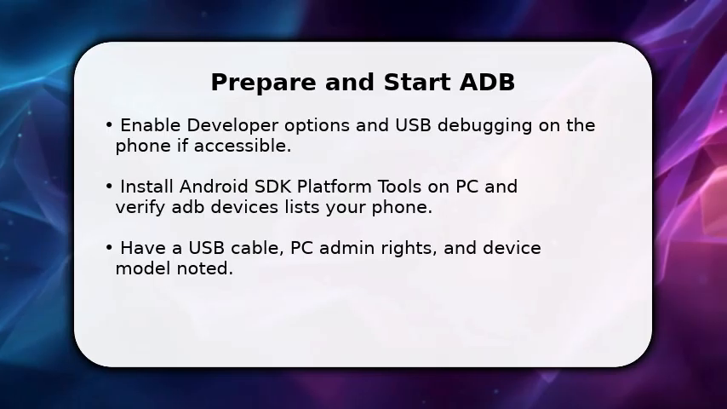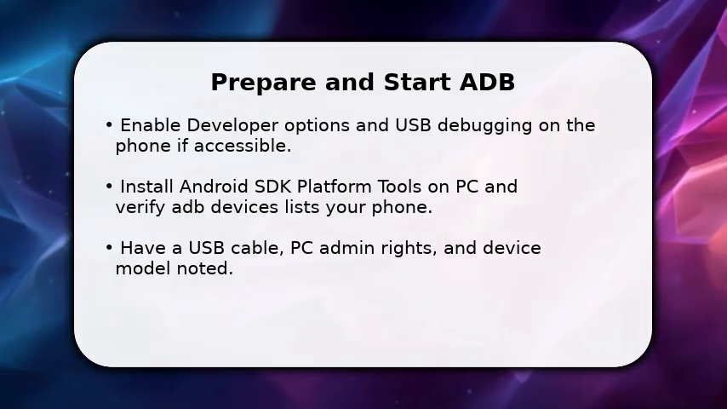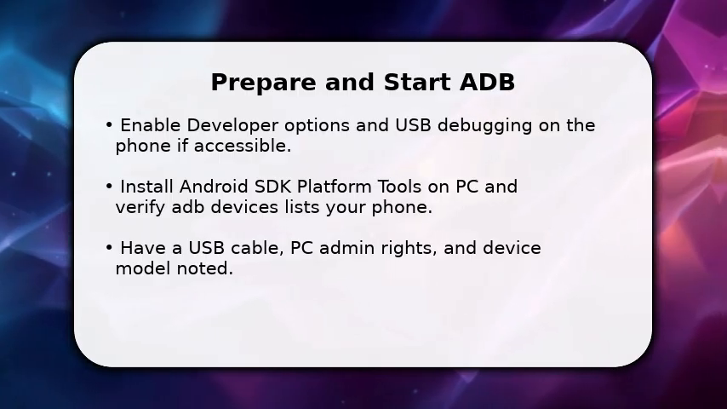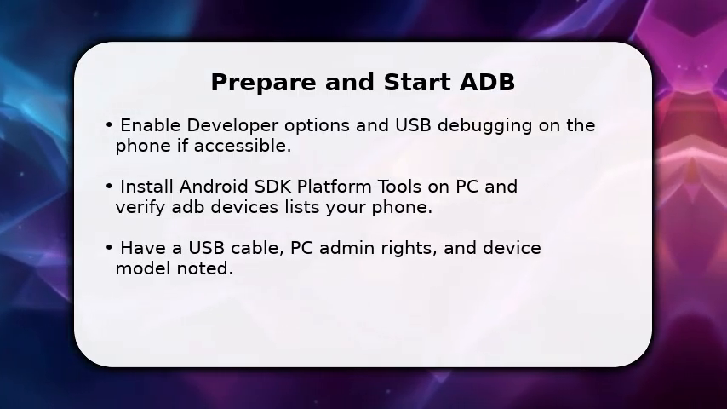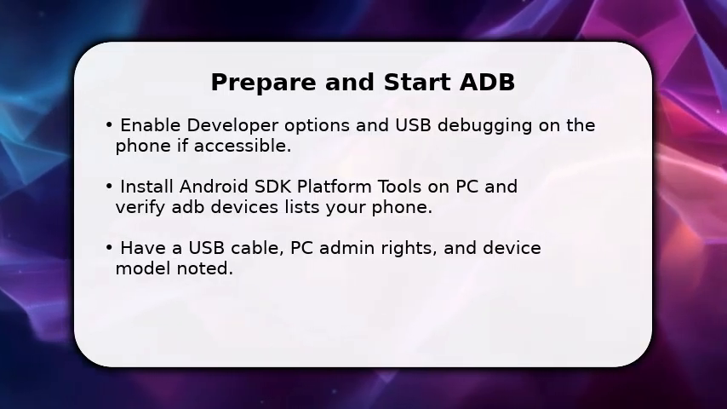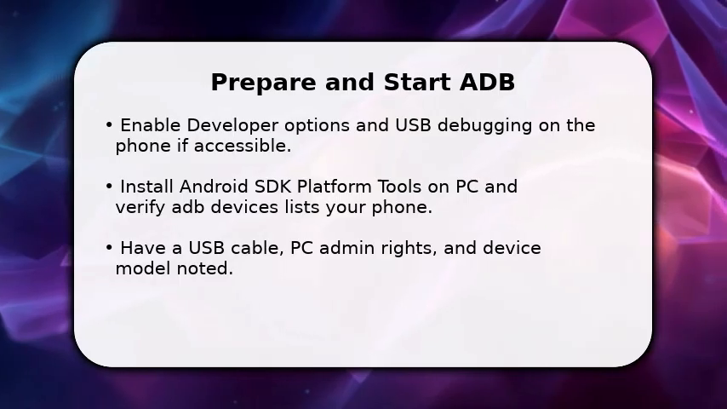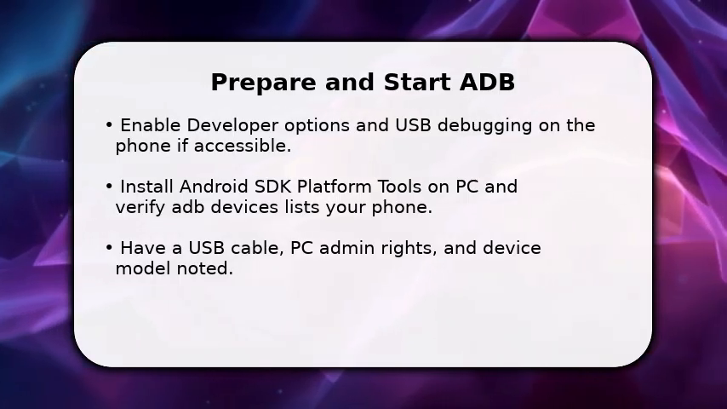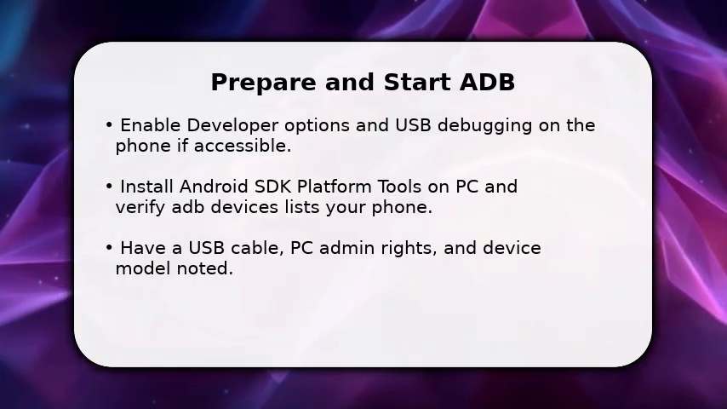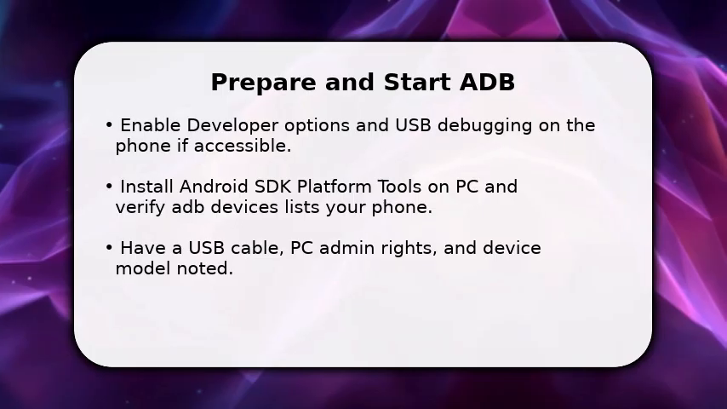You start by getting the phone and PC talking, open developer options, and enable USB debugging if you can access the screen. Once done, install Android SDK platform tools on your computer and confirm with adb devices that the phone appears. If the screen is locked but USB debugging was previously enabled, proceed. Otherwise, you'll need vendor tools or recovery methods.